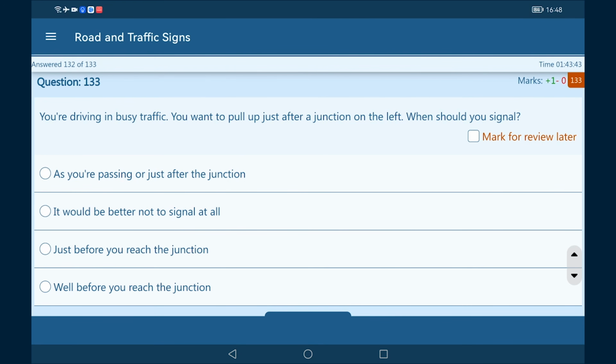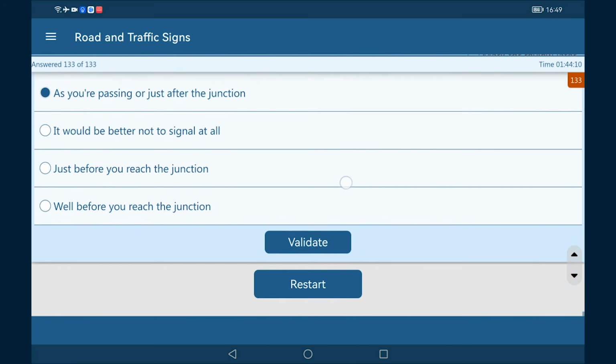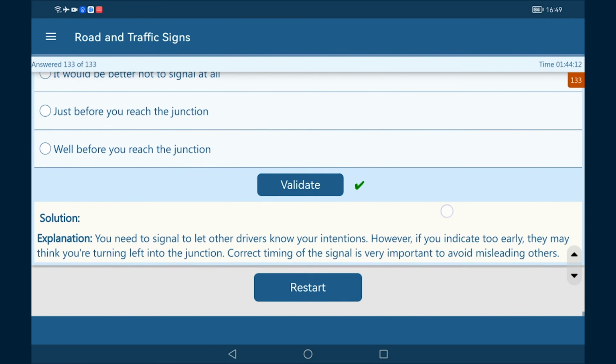You want to pull up just after a junction on the left. When should you signal? Option 1. As you're passing or just after the junction. Option 2. It would be better not to signal at all. Option 3. Just before you reach the junction. Option 4. Well before you reach the junction. The correct answer is Option 1, that is, as you're passing or just after the junction.